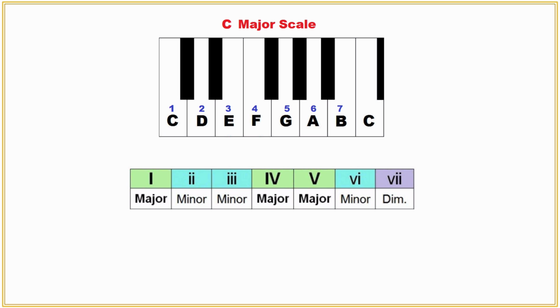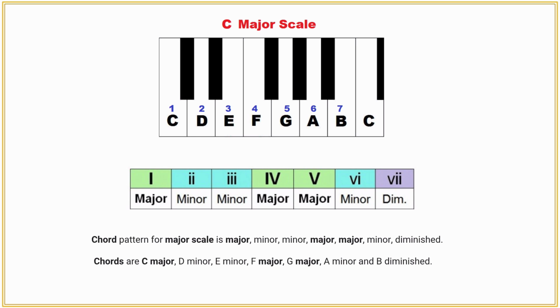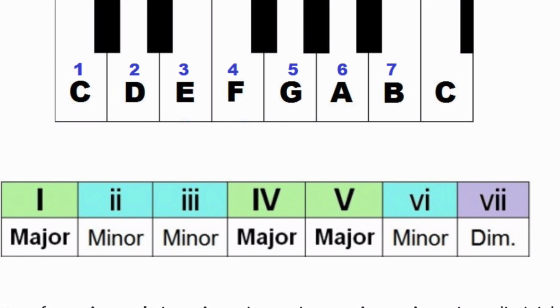So we're going to stay in C major. Here is the chord pattern for this C major scale. It's major, minor, minor, major, major, minor, diminished. Say what? Let me go over that again. Basically, the first major chord that you're going to play is a C major chord, because that's the one in a C major scale.